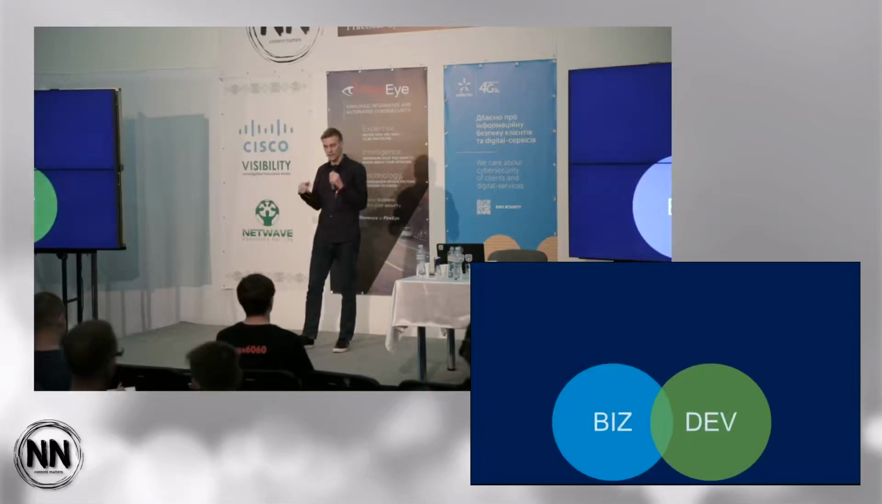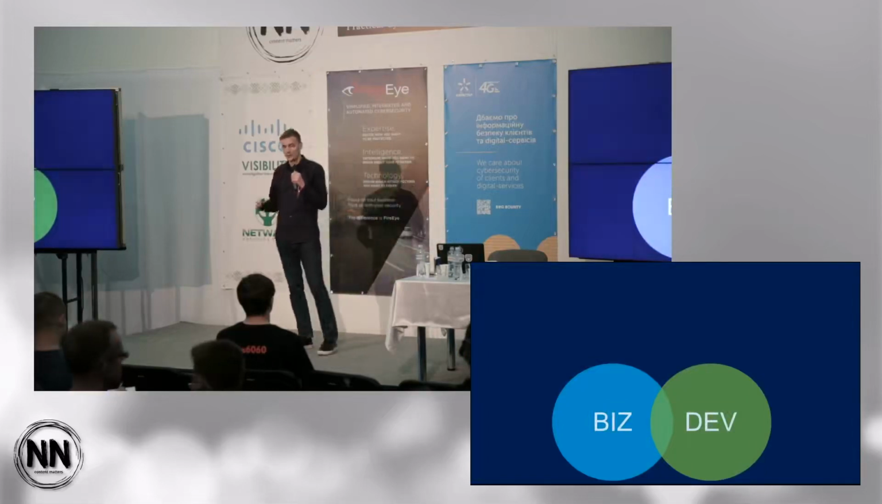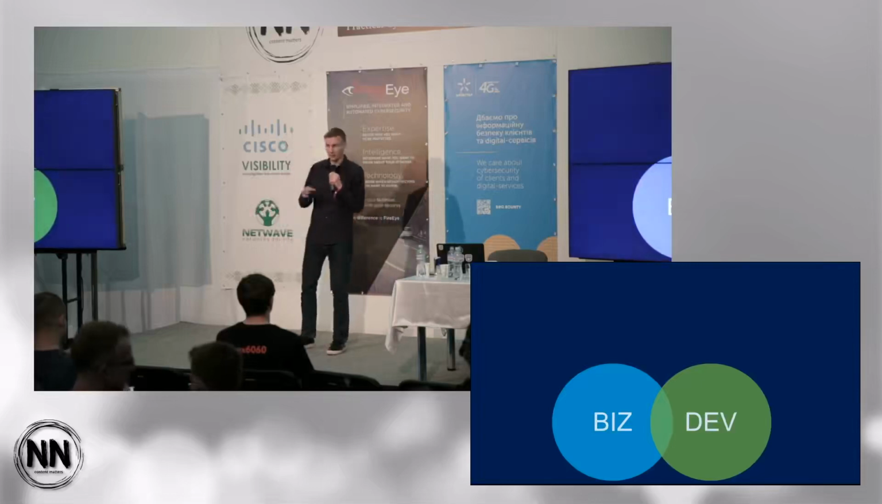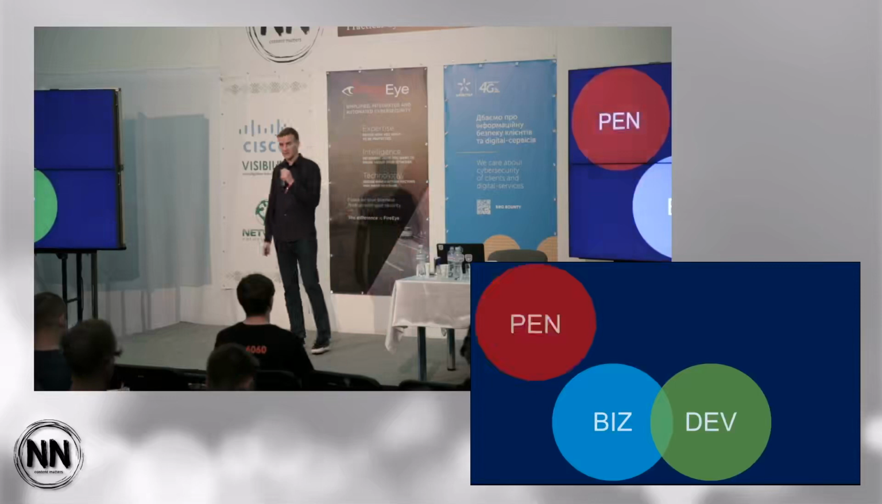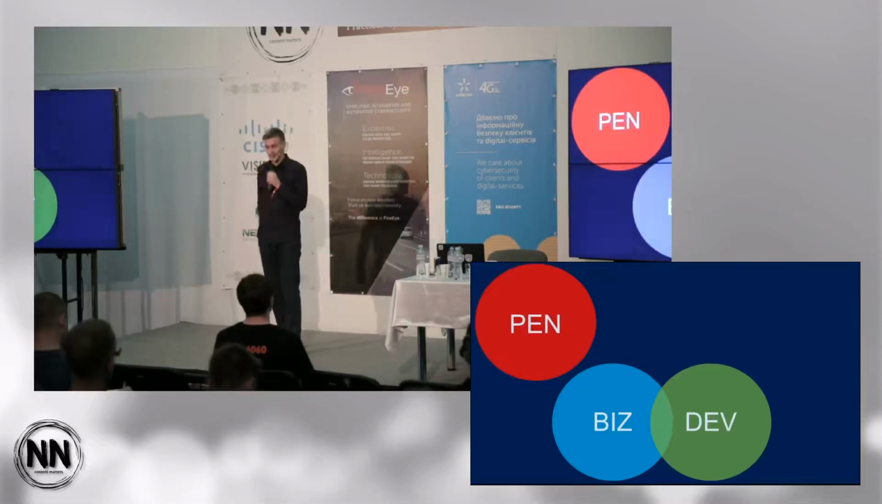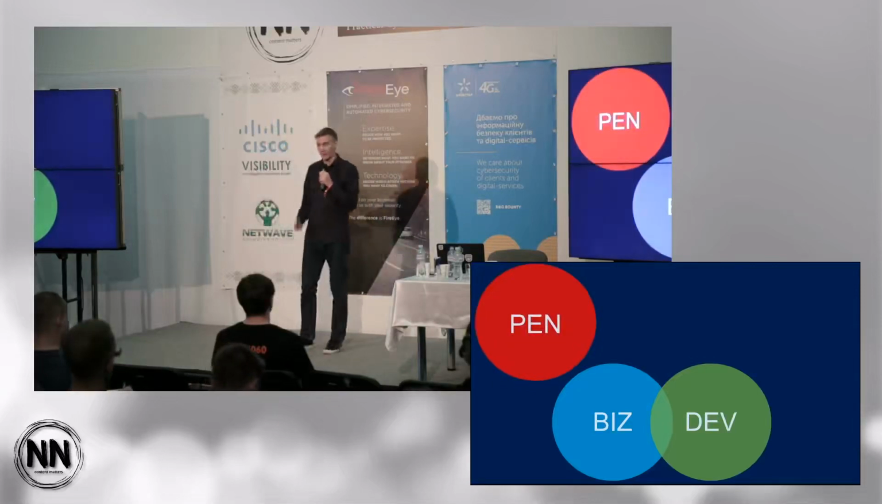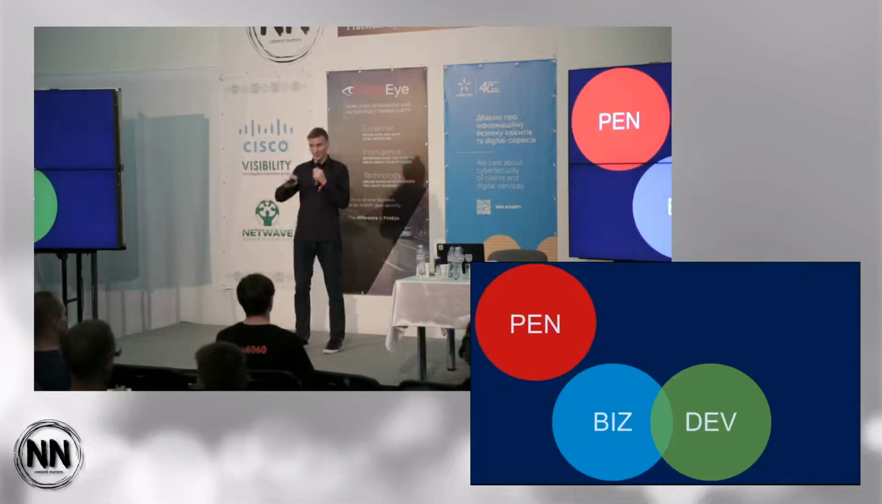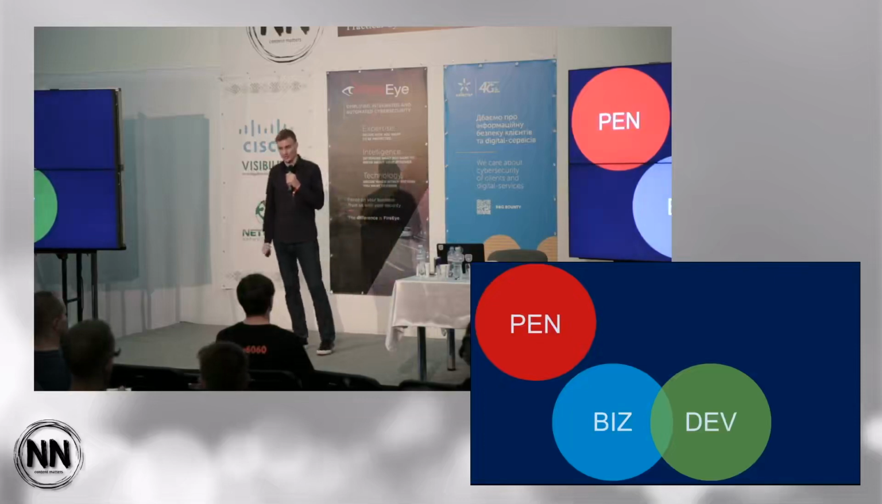There is the eternal conflict between business and development. They hate each other. They always try to pull in their own direction. And you know where the pen test is in this picture? It's up there. It's outside. And what you want to do is move it somewhere to the intersection of these circles.